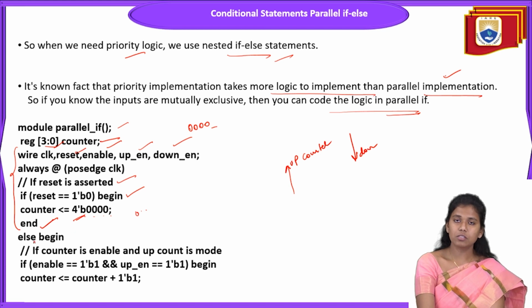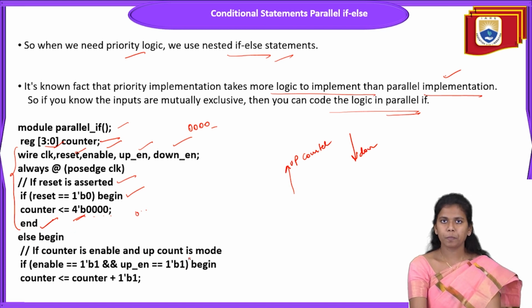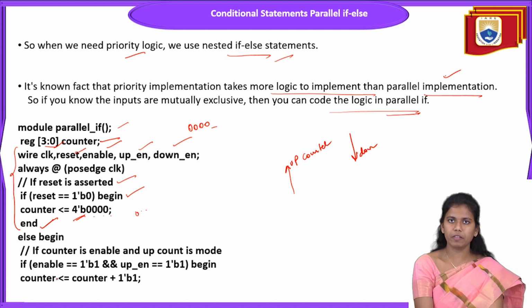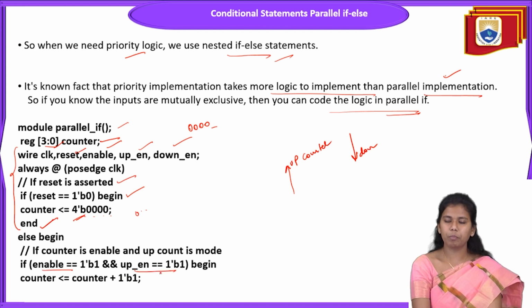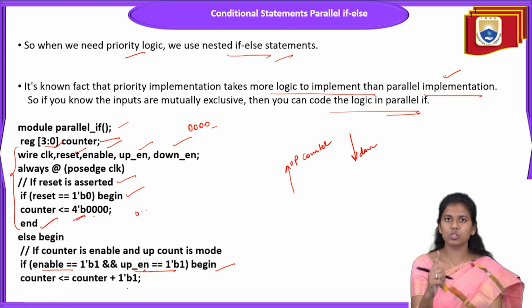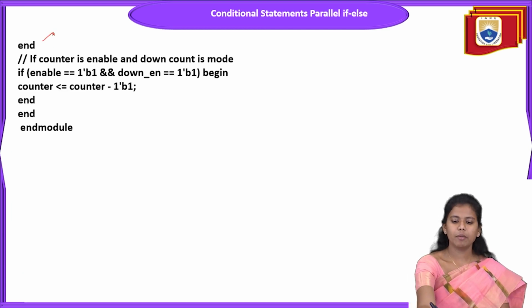Again, else, what if not? If the counter enables the up count, what happens? Same, the previous syntax follows. Enable is equal to 1 bit, that is up counter, up enable. It begins and the counter less than or equals to, as it is an up counter, it counts a 1 bit, right? So counter plus 1 bit, and I'm ending.